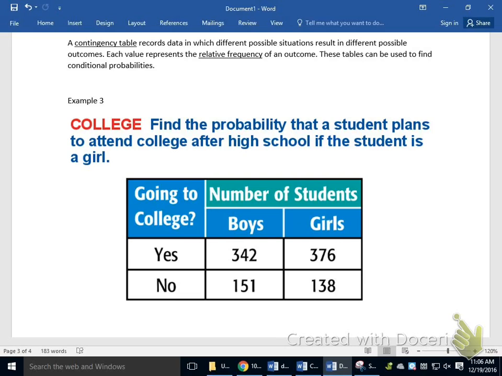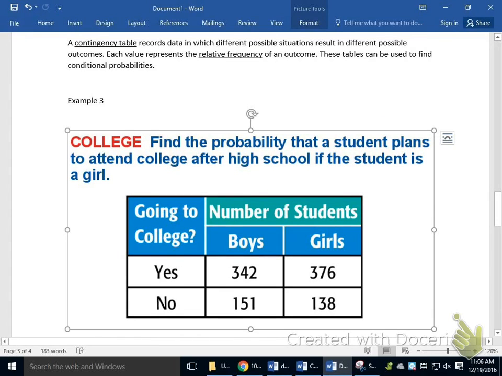All right, it's really popular for the state of North Carolina to use contingency tables. So let's go ahead and take a look at how it's used. Find the probability that a student plans to attend college after high school if the student is a girl. Usually what I like to do is put totals here on each of the columns and the rows. So 342 plus 151 for boys, there's 493 boys here.